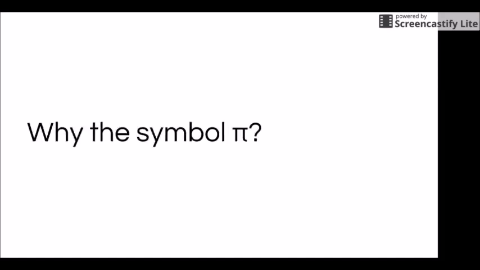Now why the symbol pi? Contrary to popular belief that it is because of the sweet pie that's circular in shape, the symbol pi was used by the mathematician Euler extensively in his work, and that kind of stuck on in the literature that came after that.